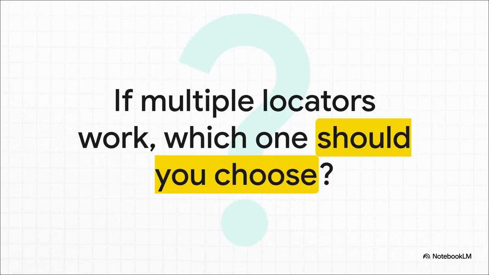Which leaves us with one final, really important question to chew on. Let's say you're looking at a button, and you realize that its ID, its name, and its class name could all be used to find it. So, which one should you choose? Answering that question? Well, that's where the real art and strategy of automation comes in.